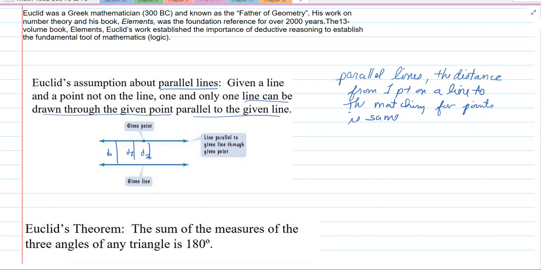Euclid's theorem: the sum of the measures of the three angles in any triangle is 180. Okay, well, let's talk about angles before we get to that. Any angle that is less than 90 degrees, and 90 degrees is marked by this square at the vertex. Anything less than 90 is called an acute angle. Anything greater than 90 and less than 180 is called obtuse. And then we have the right angle, and then we have the straight angle. The straight angle is a line that has a center, and that is measured as 180 degrees.